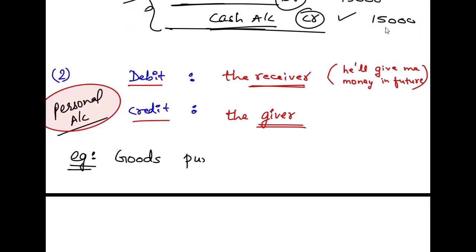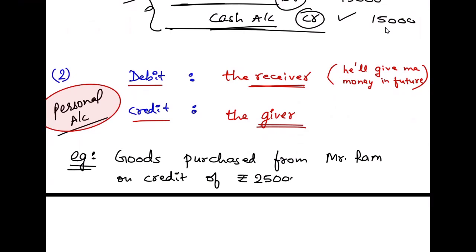Goods purchased from Mr. Ram on credit of rupees 25,000. What will you do in this case?